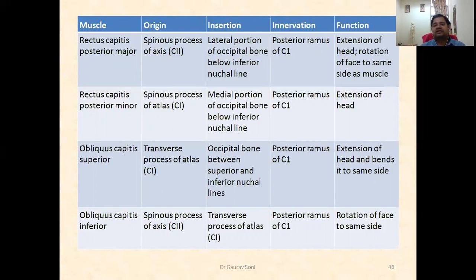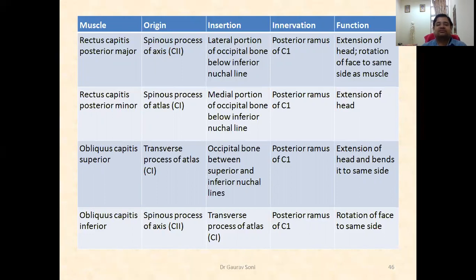Innervation is common to all, and function is nearly common too: extension of the head, and rotation of the face to the same side. Rectus capitis posterior minor starts from the spinous process of C1, that was C2, no, the posterior tubercle of C1. It gets inserted in the medial portion of the occipital bone below the inferior nuchal line. Nerve supply is the same. Action is extension of the head.